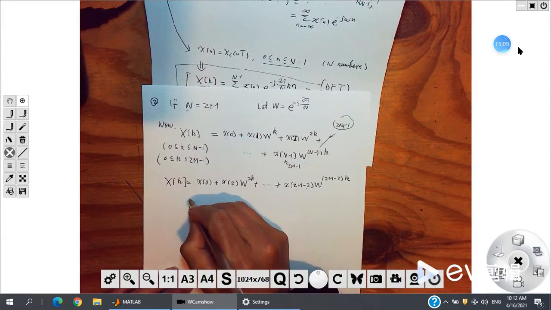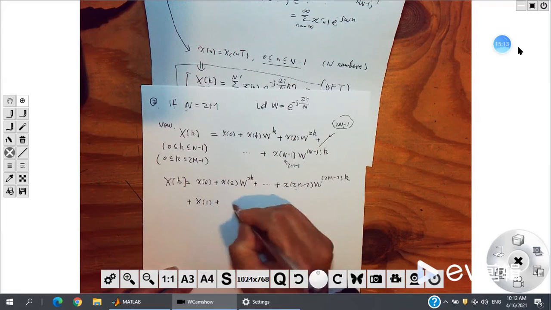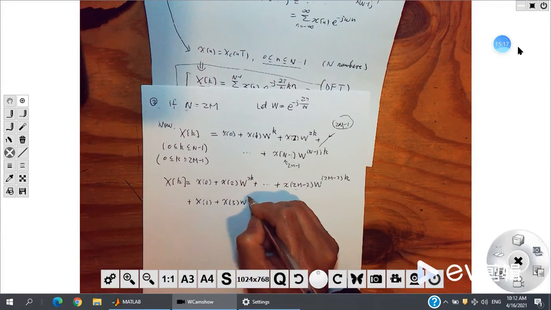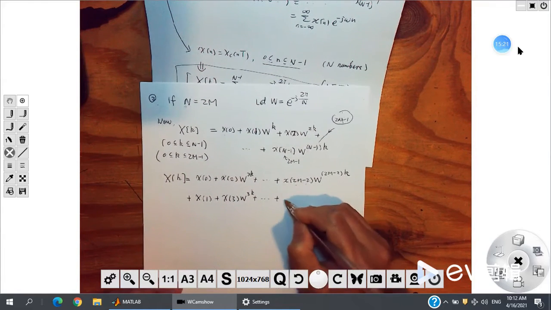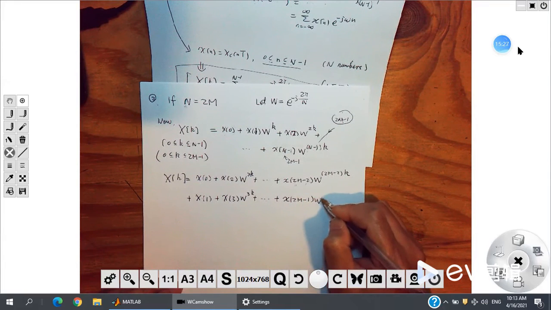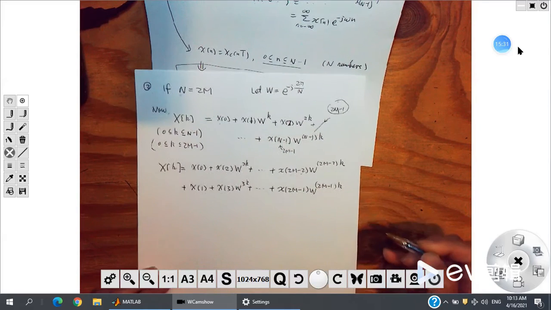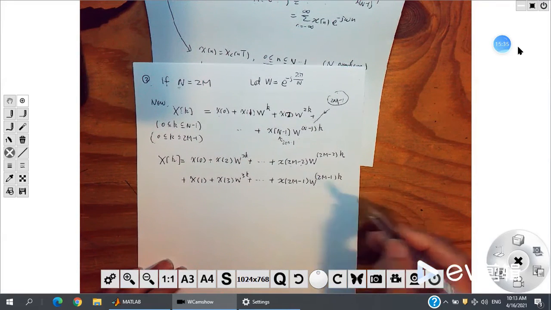And then the other terms: x of 1 plus x of 3, here will be w to the 3k, until the last one, x of 2m minus 1, w to the 2m minus 1. I write it in this way. Then you can see what it is.